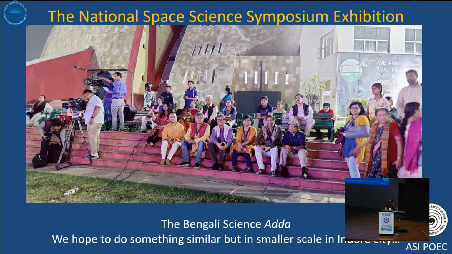We also had a Bengali science adda out in the open here in the evening, and we do hope that we'll be doing something similar in Hindi on, well, Saturdays. Tomorrow, time is flying, in Indore city, when the POEC is going to the city.